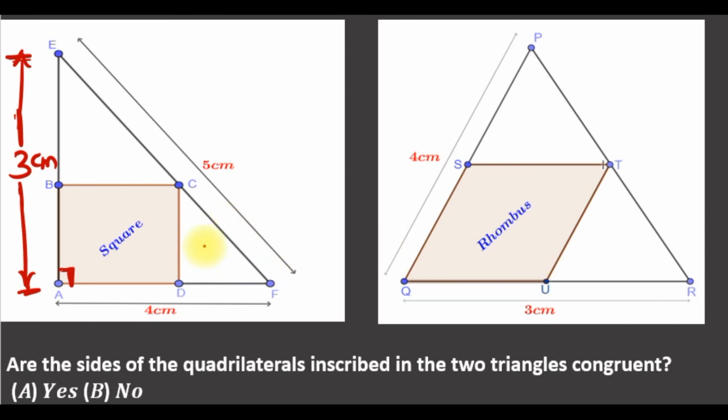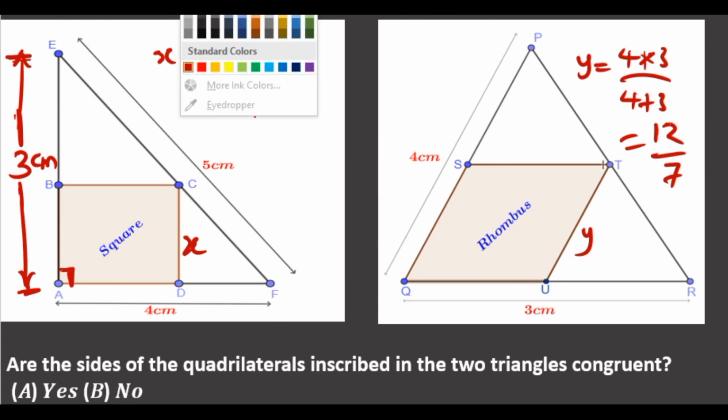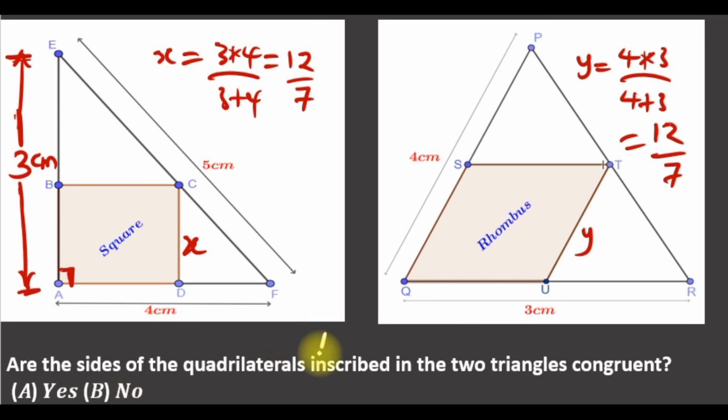So the sides will give us the same thing, because we call this x and we call this y. We've solved that x is 3 times 4 over 3 plus 4, which is 12 over 7. The same way, we'll solve that y is 4 times 3 over 4 plus 3, which is the same as 12 over 7. So our answer is A. Yes, our answer is option A.